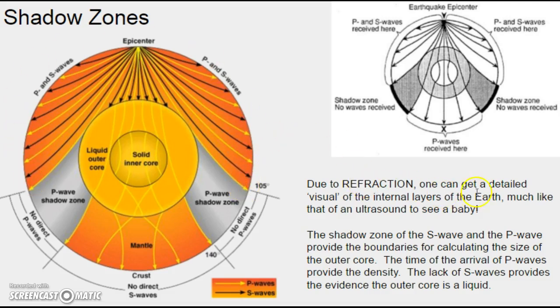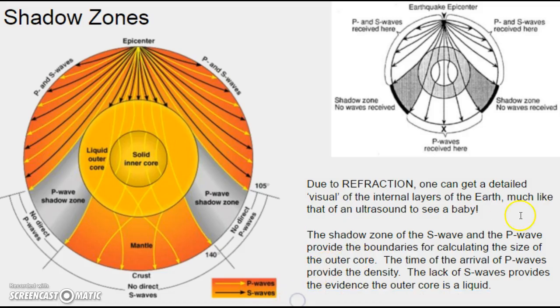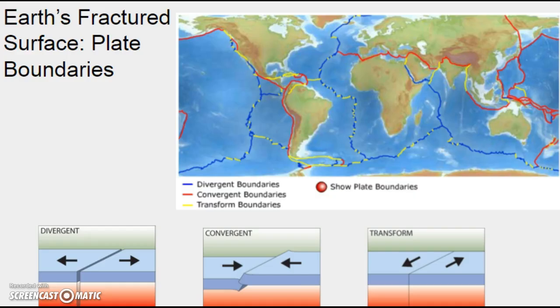So due to refraction, one can get a detailed visual of the internal layers of the Earth, much like that of an ultrasound to see a baby. The shadow zone of the S waves and the P waves provide the boundaries for calculating the size of the outer core. The time of the arrival of P waves provides the density of the layers of the Earth. And the lack of S waves provides the evidence that the outer core is liquid. So waves provide us a tremendous amount of information.